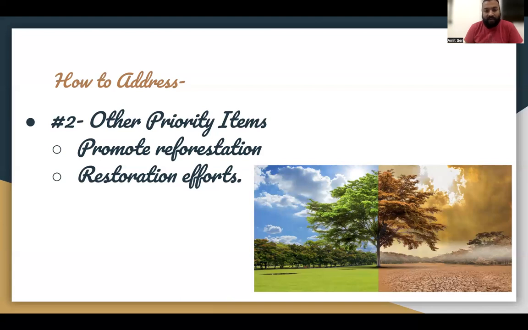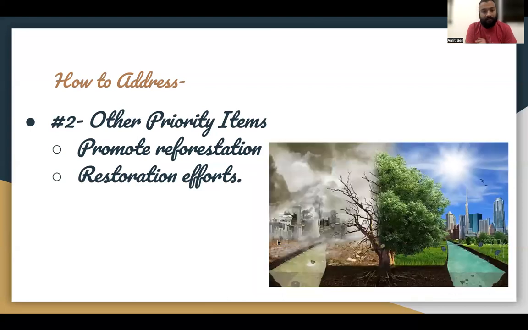So to sum this up, to address deforestation, we need to take action at local, state, federal, and global levels. Government and international organizations can work together to enforce laws and policies that protect forests and support sustainable land use practices, promote reforestation and restoration efforts. Now, this is all policy and everything. What can we do at an individual level?